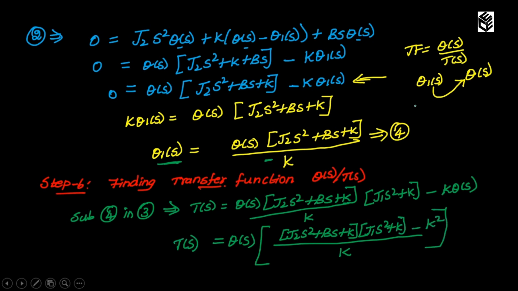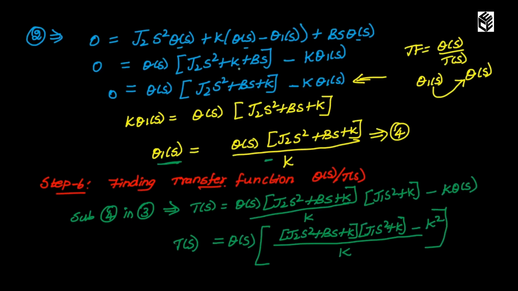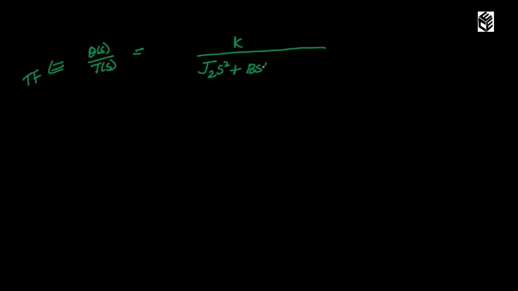I need to find theta of s by T of s, which is our required transfer function. So this is equal to K divided by J2 s square plus Bs plus K multiplied by J1 s square plus K, minus K square. So this is my required transfer function. I am taking this as equation number 5.